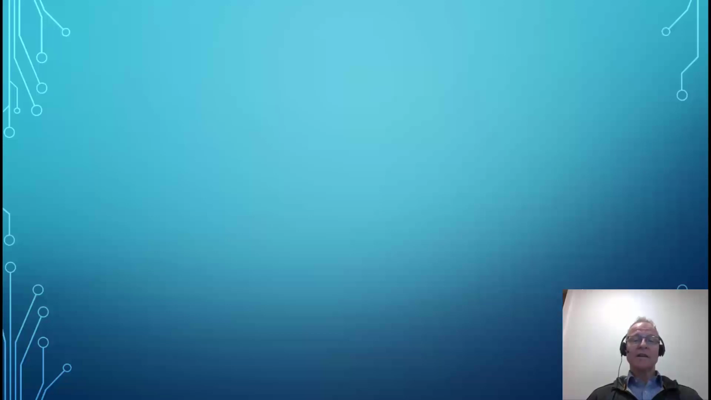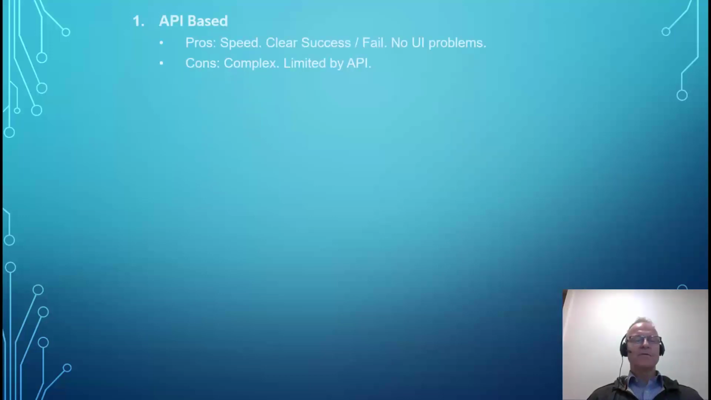So let's get started. Okay, so in automating an application, this is the order in which I would consider approaches to building that automation. Firstly, if the application I'm going to automate has a set of APIs, that would be the way I'd go. Using the APIs is much faster. You get a very clear success or fail outcome when you submit data. You tend to get a message which also tells you why it failed, which helps you improve the bot on an ongoing basis. And you don't encounter any UI problems.